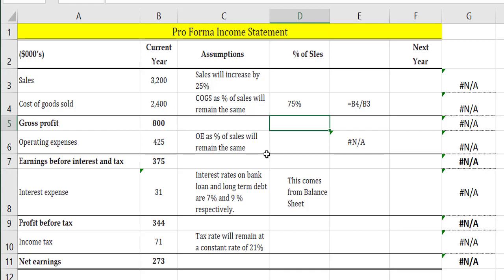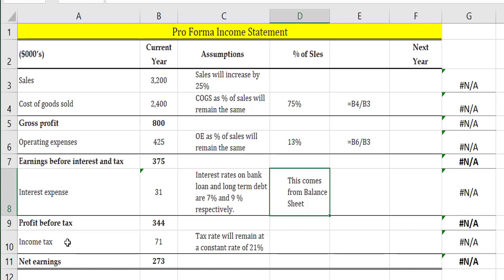And once we compute the cost of goods sold, next we compute operating expense as a percent of sales. That is equal to the current year operating expense divided by your sales in the current year. So that gives us 13%, which means 13% of current year sales goes towards operating expenses. What about interest expense? We are assuming here interest expense doesn't change with sales. It comes from the balance sheet, so we don't need to compute interest expense as a percent of sales.